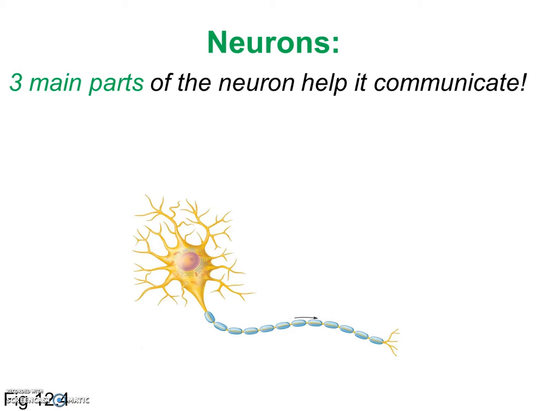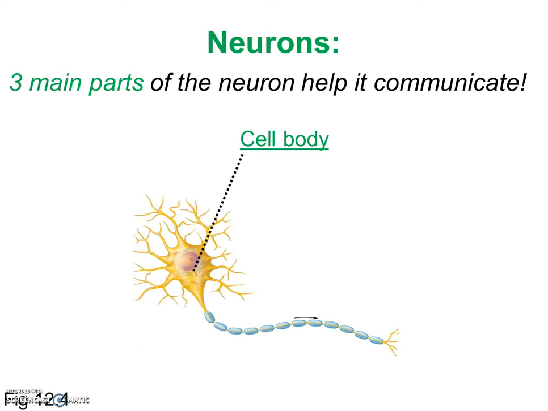And to communicate, there are three major parts. So think about when you need to communicate, such as using your cell phone. To communicate, you should be able to do three things. One is receive input, or receive calls or messages. Two, you should be able to process it. And then three, you should be able to send out the message or the phone call. So neurons have three main parts to do this communication also.